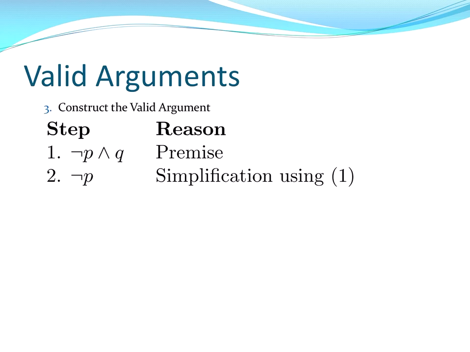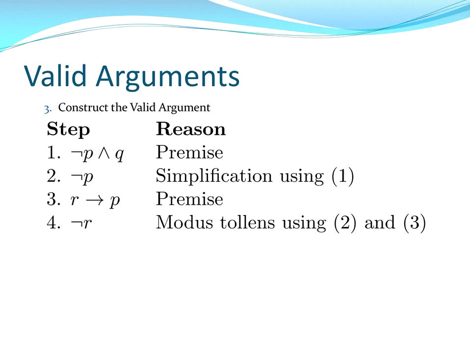Now we're going to grab another premise. R implies P. And now I have R implies P, but I also have not P from line 2. And with those 2 premises, I can conclude not R. So modus tollens on 2 and 3 gives me the negation of R.